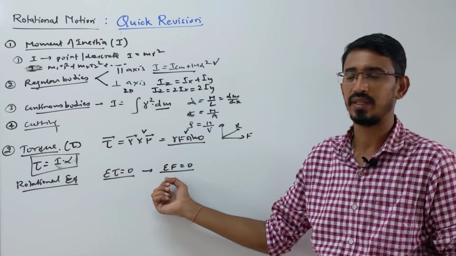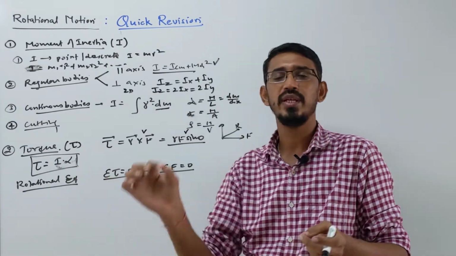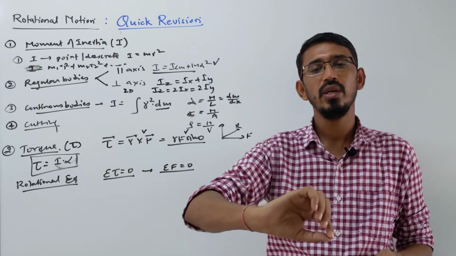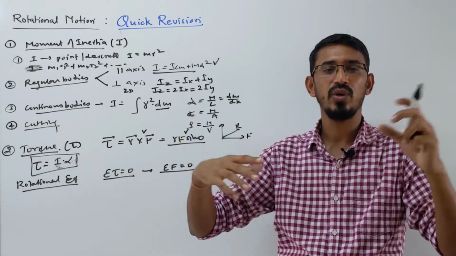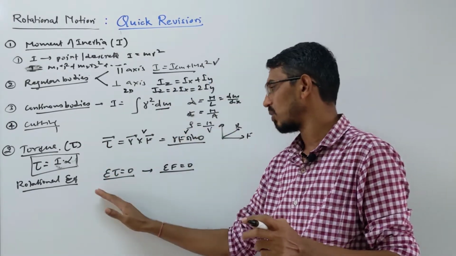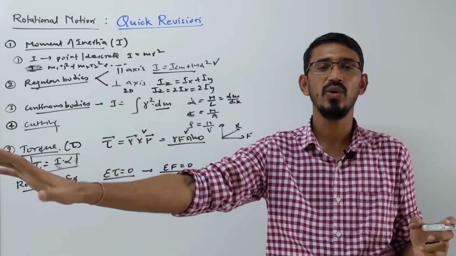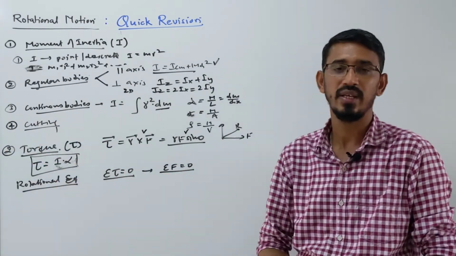So what we do in this type of question, we choose any point about which the body is rotating. You take the net torque due to all forces, and you make that equal to 0. That's called rotational equilibrium, right?